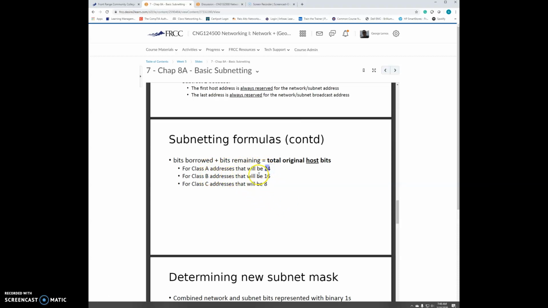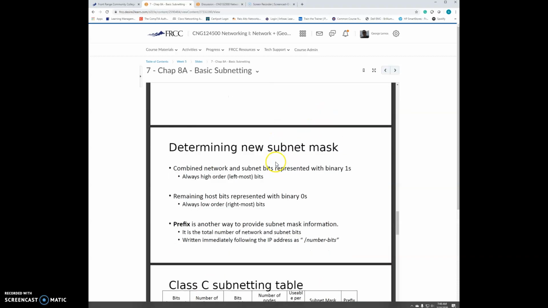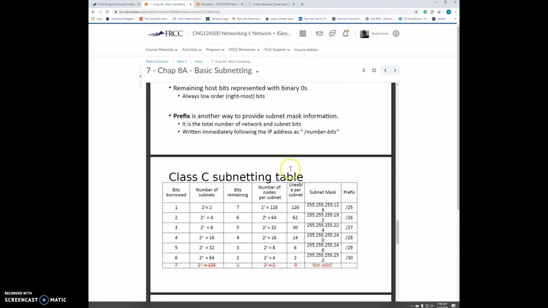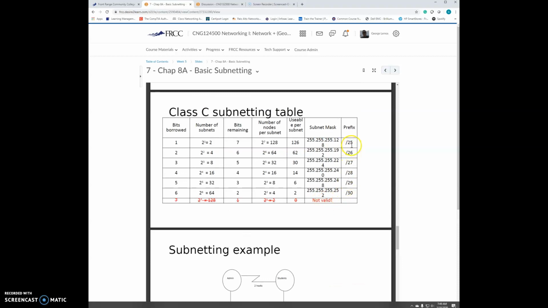Class B, since it's half and half, we have 16 on one side, 16 on the other. Class C will have 24 that belong to the network and 8 that belong to the host bits. And we're going to reflect those within our subnet masks. This video is going to be a little bit longer than most. As we see here, we can have prefix 25 to 30 in a Class C as we subnet.